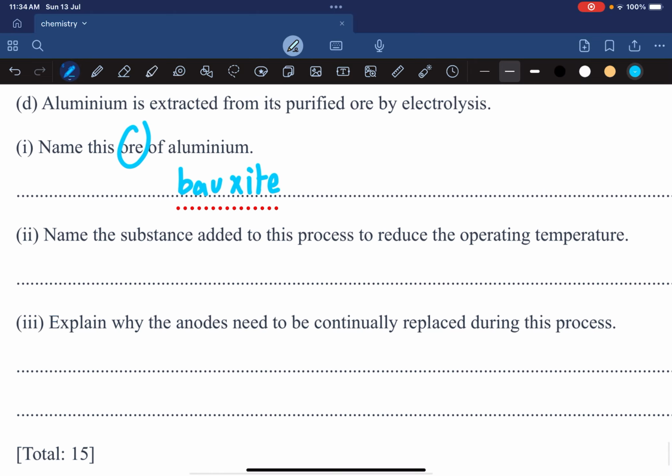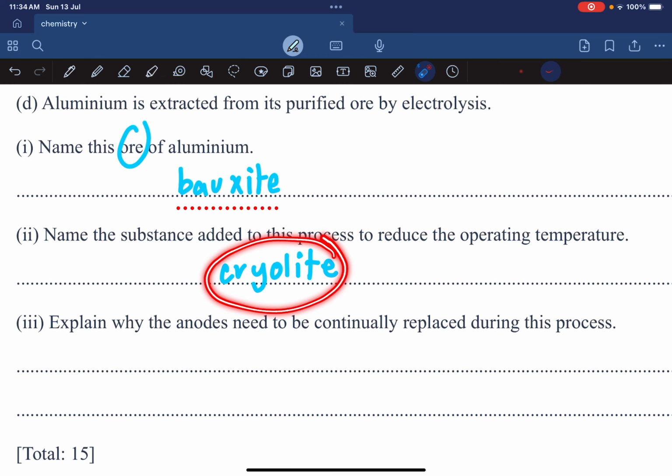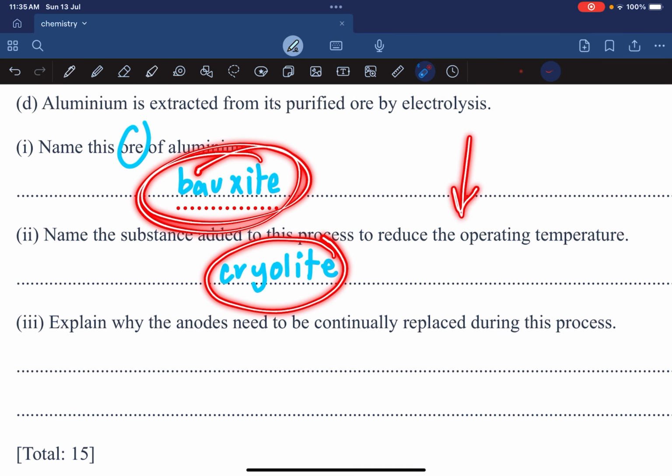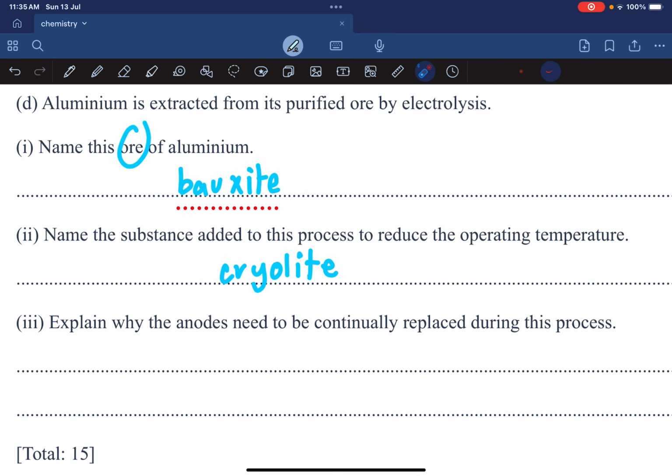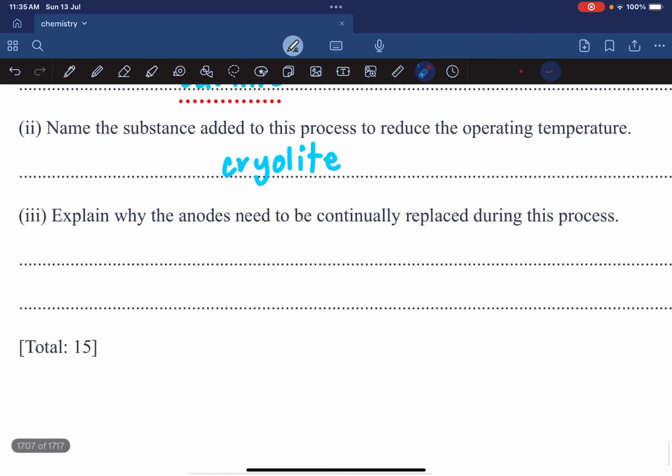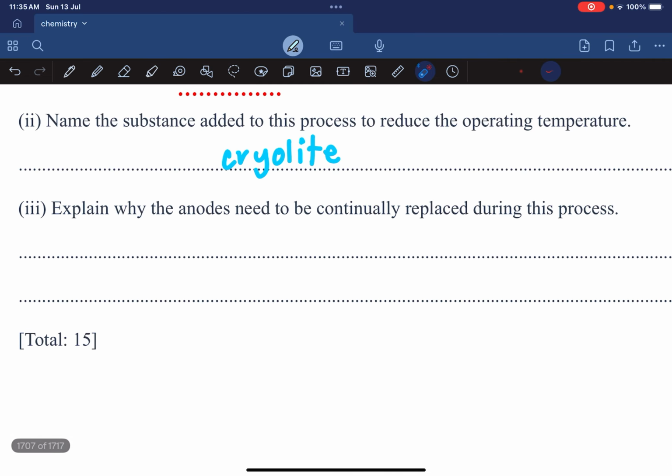Name the substance added to this process to reduce the operating temperature. Obviously, it's going to be cryolite. I hope you guys know this, that we add cryolite. What it does is it basically dissolves this bauxite ore and reduces the operating temperature, because to melt bauxite ore you need extremely high temperatures, almost 2000 degrees or above. So in order to reduce the temperature, you add cryolite to it so you can perform this electrolysis at a lower temperature.